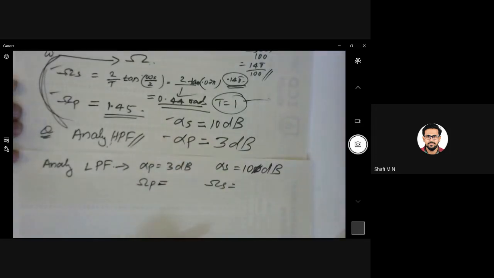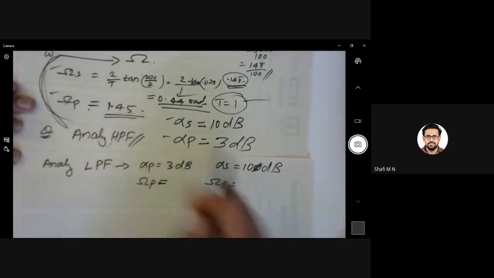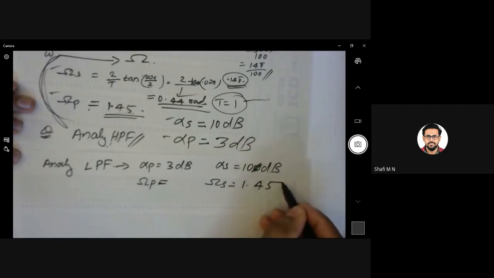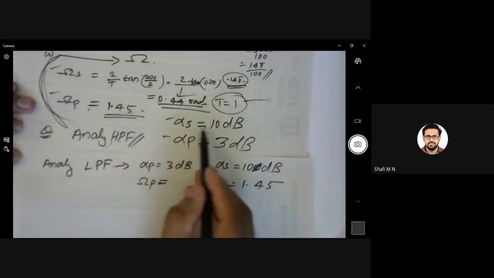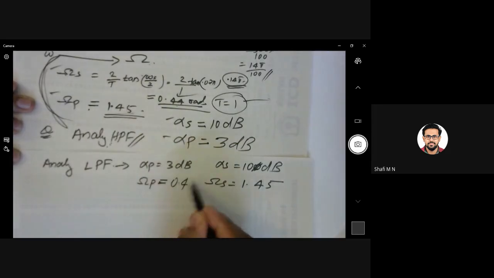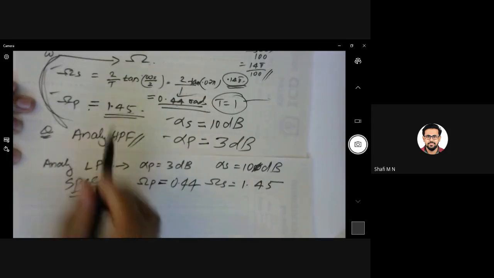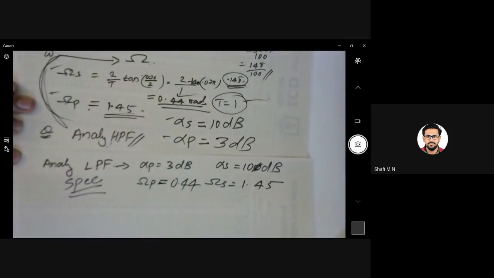This is the specification of the high pass filter. Now you need the specification of the low pass filter. What is the change? Switch values. You have to exchange the values of omega p and omega s. So omega p was 1.45. Now that becomes omega s. Previously, for your high pass filter, your omega s was 0.44. Now that will be omega p, 0.44. So this is the low pass spec. This is the high pass spec. You understood the difference?